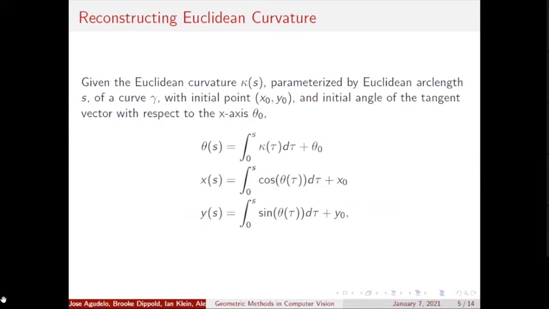Right, so you also want to be able to reconstruct curves from this invariant of curvature. And this is pretty easy to do with Euclidean curvature. If you're given an arc length parameterization of Euclidean curvature, these formulas exist to reconstruct the curve.